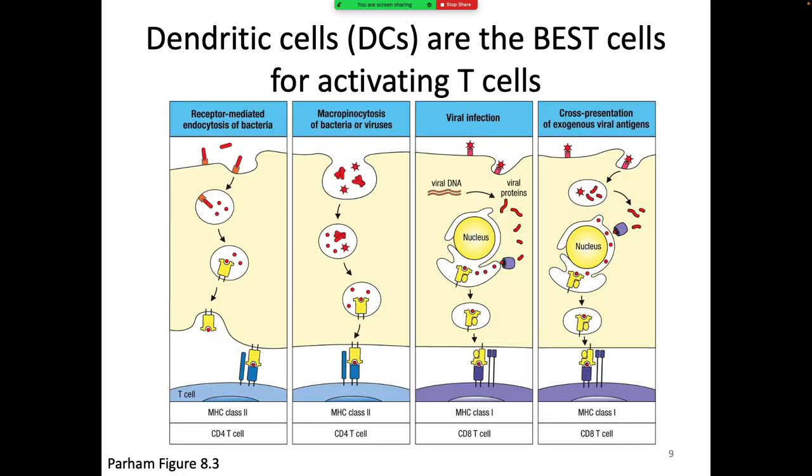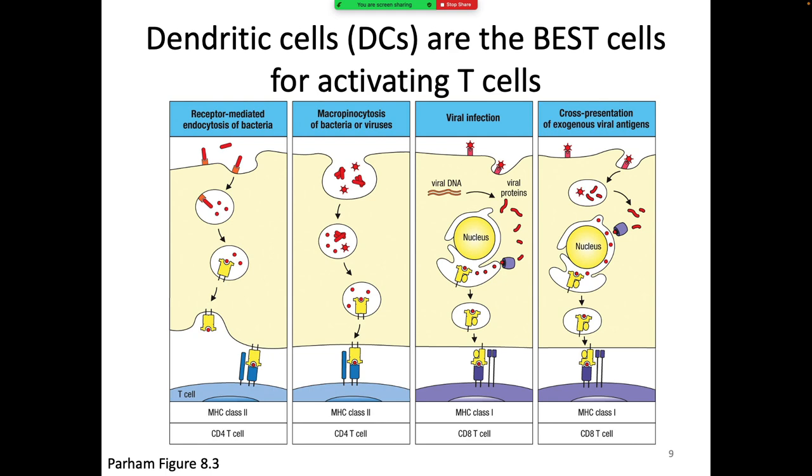And that might happen because they did some endocytosis of bacteria and are presenting on class 2, or of viruses to present on class 2. That might happen because they are infected by viruses and present them on class 1, or because they can cross-present. They have that special cross-presentation ability that I told you about before, so they can take things that they have phagocytosed and present them on MHC class 1.